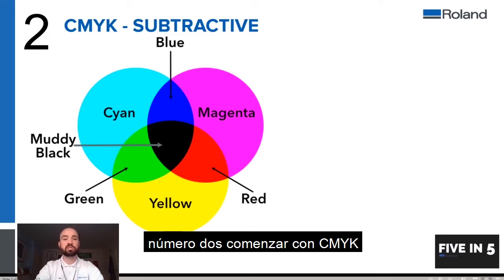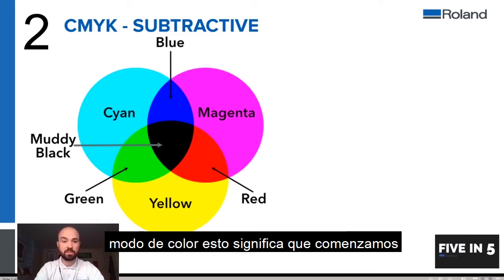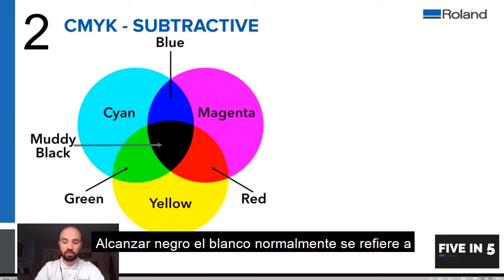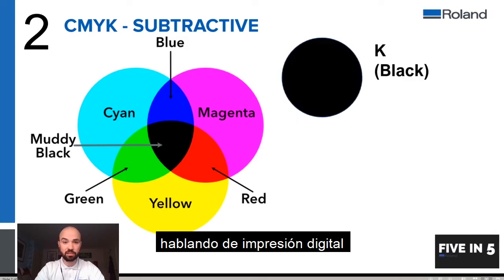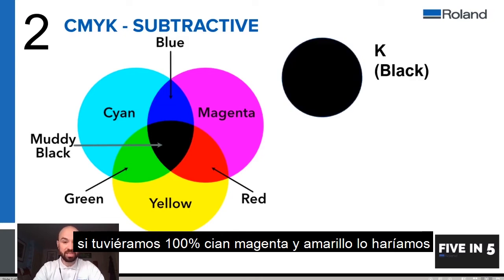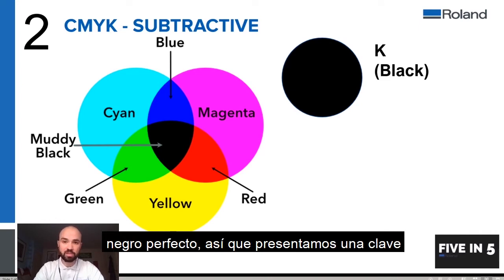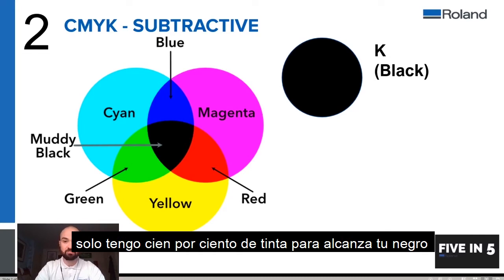Number 2. If we start with CMYK, CMYK is a subtractive colour mode. This means that we start off with white and then we combine these colours in different amounts until we reach black. The white normally refers to the colour of your substrate when we're talking about digital printing. If we had 100% cyan, magenta and yellow, we would reach black, but this might not be a perfect black, so we introduce a key colour, which is black. Meaning that if we were to print that colour, we don't have to have 300% ink, we can just have 100% ink to reach our black.